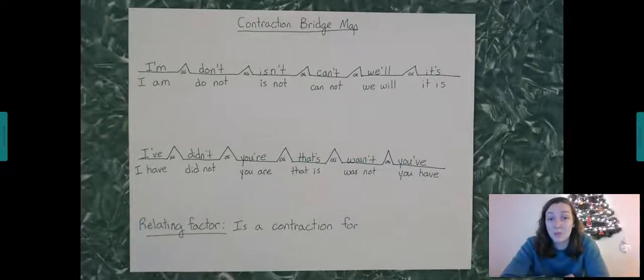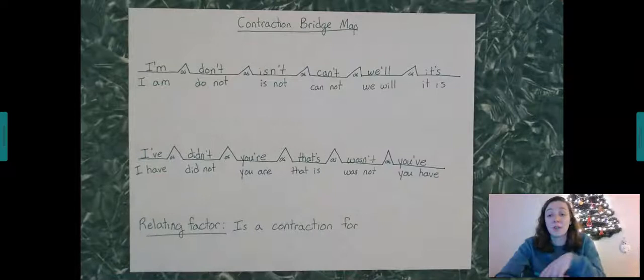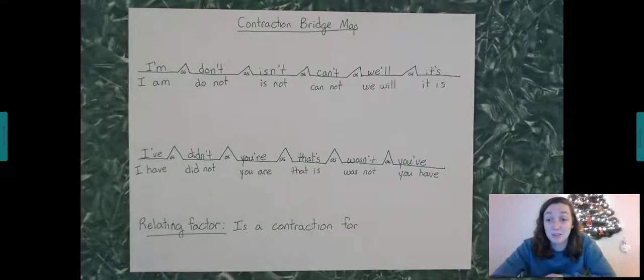Okay, so it's really important when you're writing contractions to make sure that they are put into that one word, that you have the apostrophe where it needs to be, and that you've dropped the letters that are appropriate. So it takes a lot of practice with this skill. So really keep working on this and practicing with these contractions.